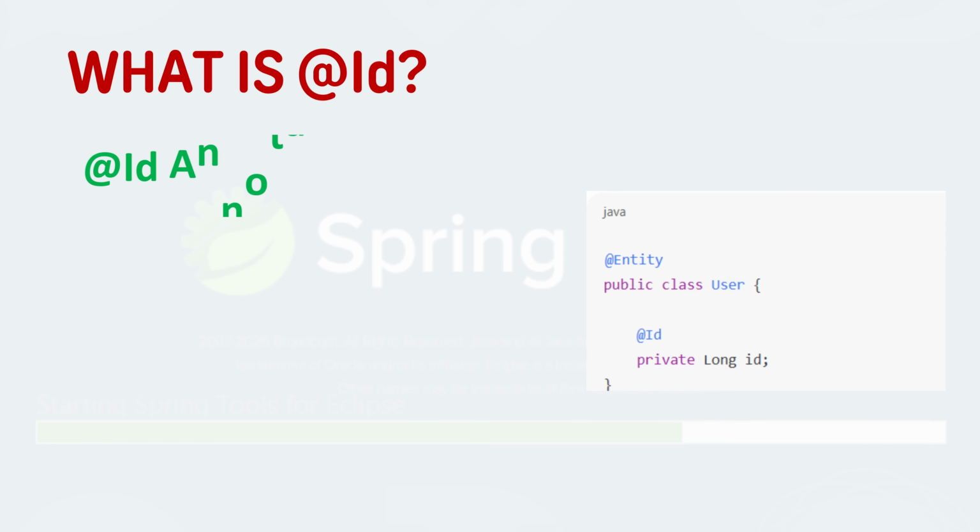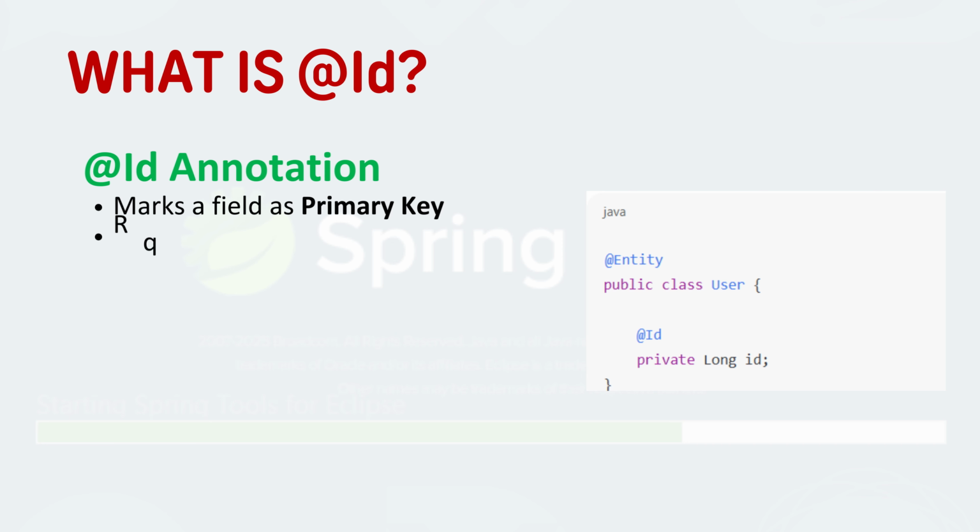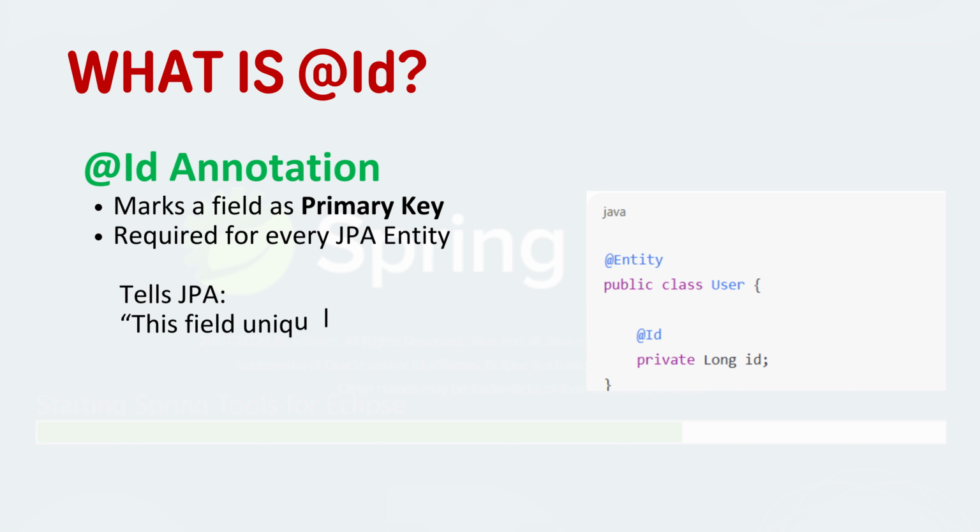This is where the @Id annotation comes in. @Id marks a field as primary key. It is mandatory for every JPA entity, used to uniquely identify records. When we write @Id private long id, we are telling JPA, use this field to identify each record uniquely.